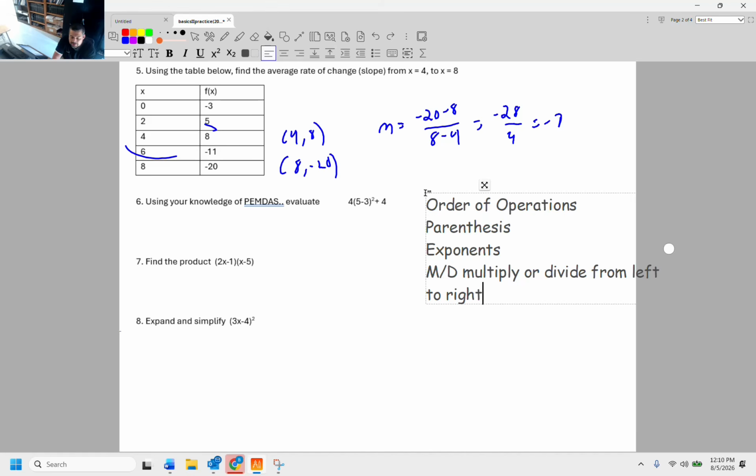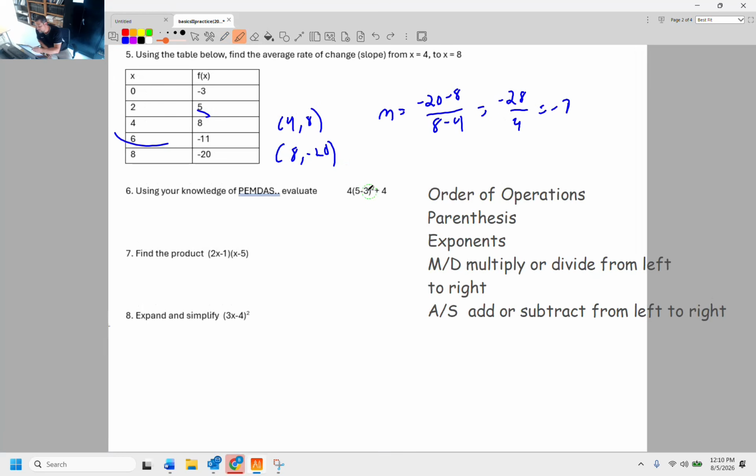It just depends on how it's laid out. We're also going to put the A and the S together. We add or subtract, again, from left to right. So direction also matters. But anyways, the first thing I'm going to do here is handle the stuff inside the parentheses. So I need to figure out what 5 minus 3 is. 5 minus 3 is 2. So I just took care of the parentheses.